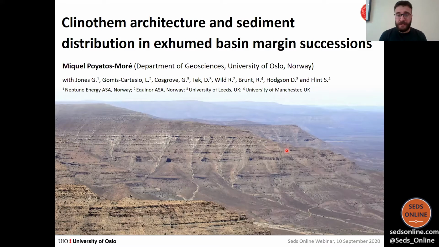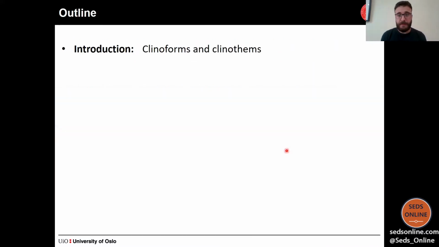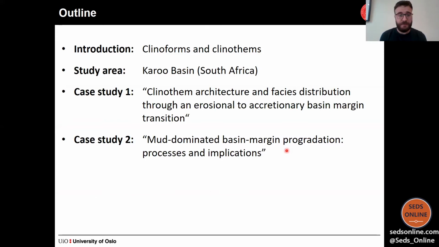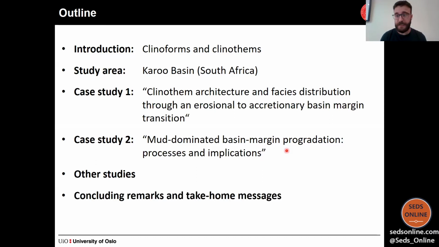So as an outline of the talk, first of all, I will introduce concepts of clinoforms and clinothems. What are the differences between the two and why it is important to study them. Then I will briefly introduce the study area in the Karoo Basin. Then I'll show a couple of case studies that will bring some discussion points into the presentation. Then I will potentially touch upon some other studies that we've done very briefly, and then finally concluding remarks and hopefully some useful take-home messages for all of you.